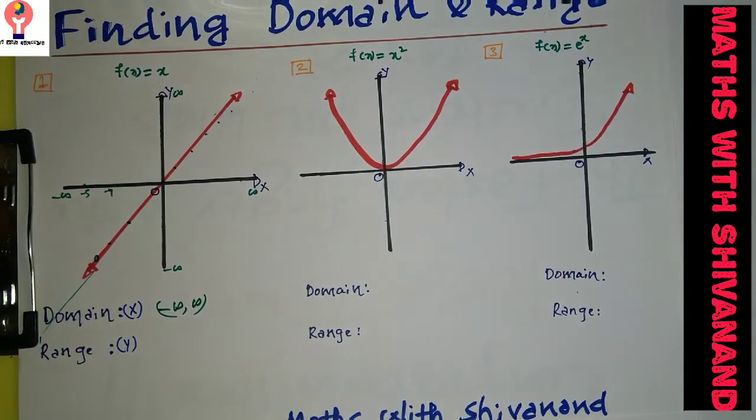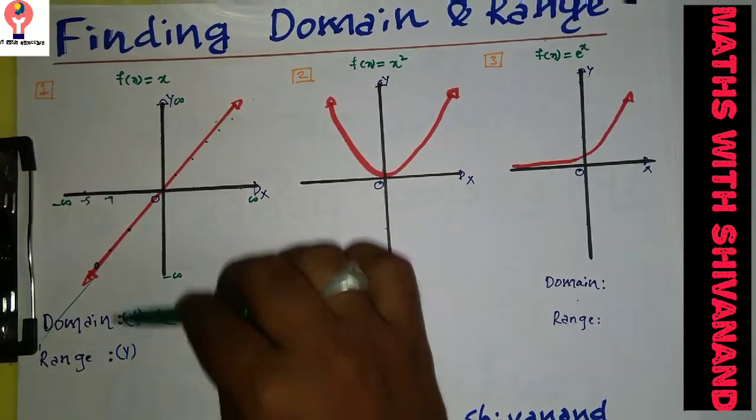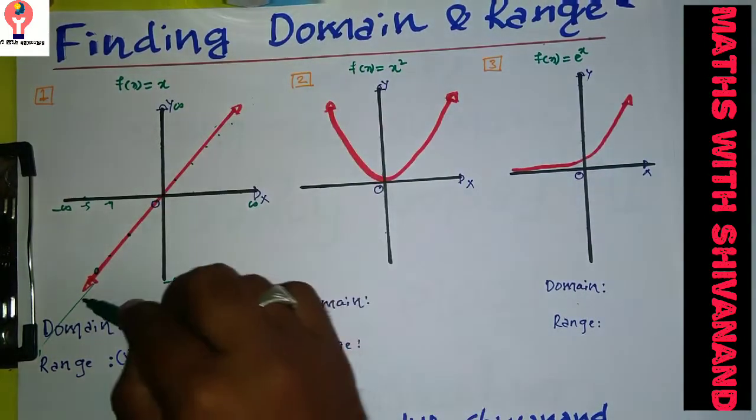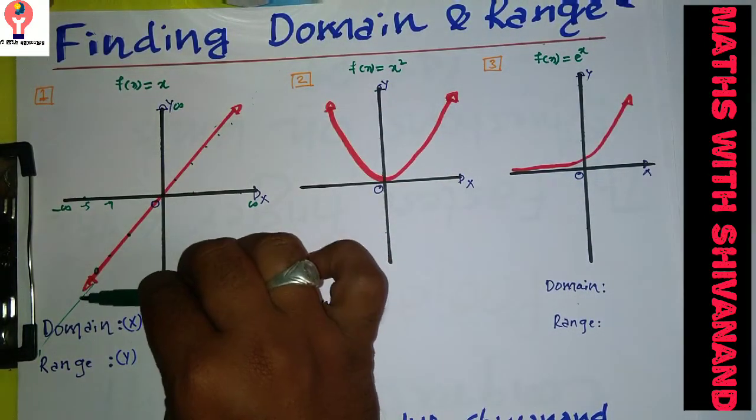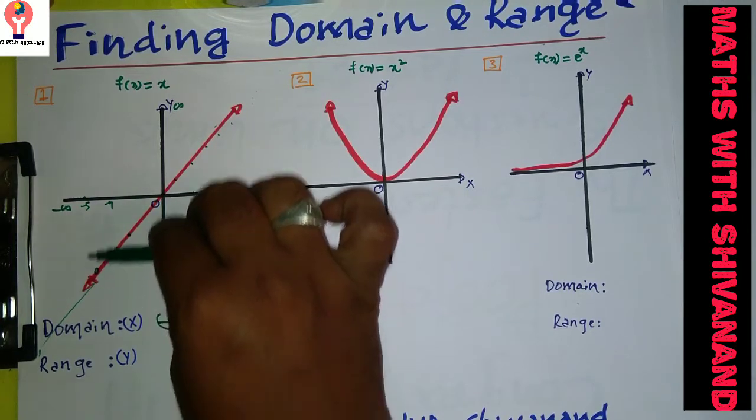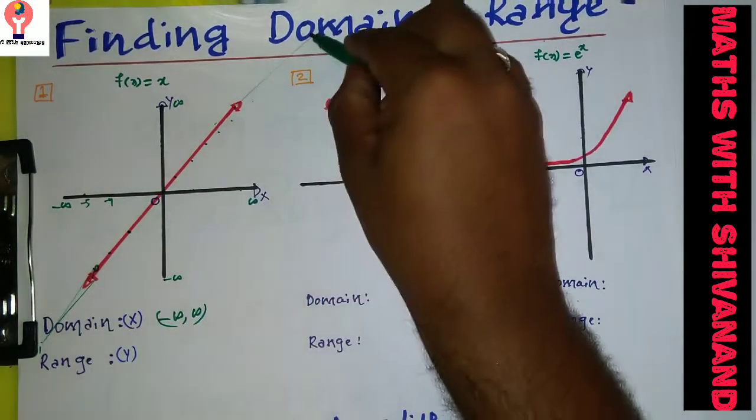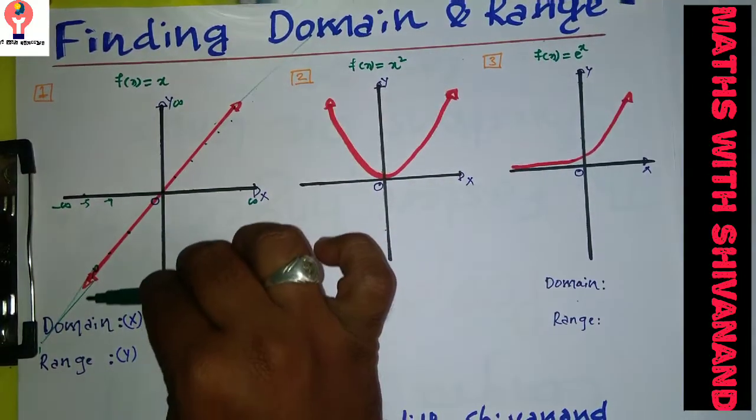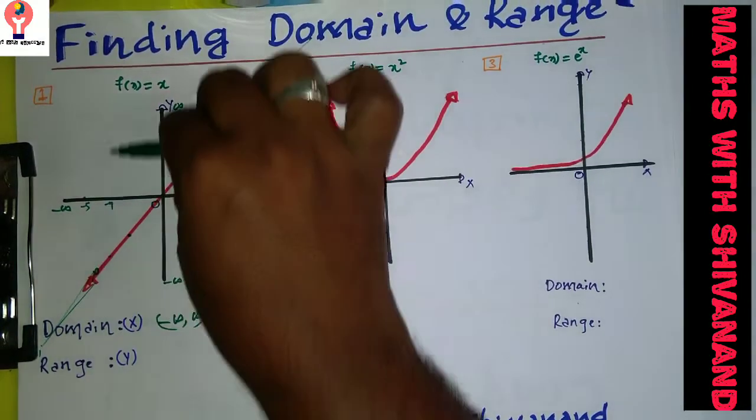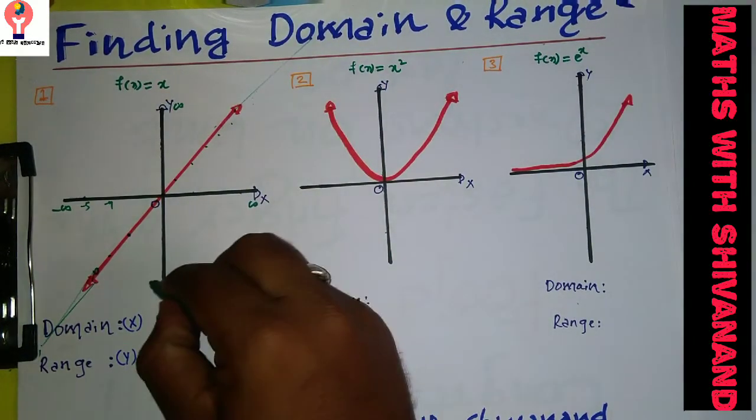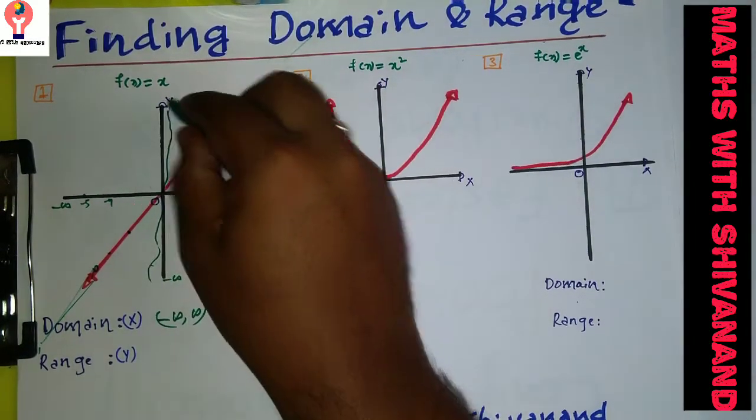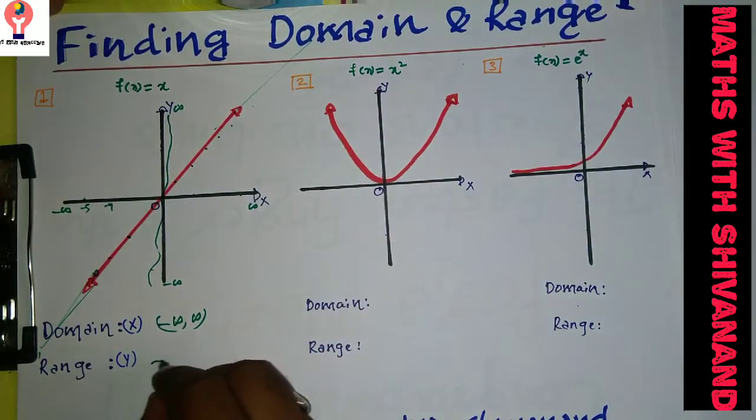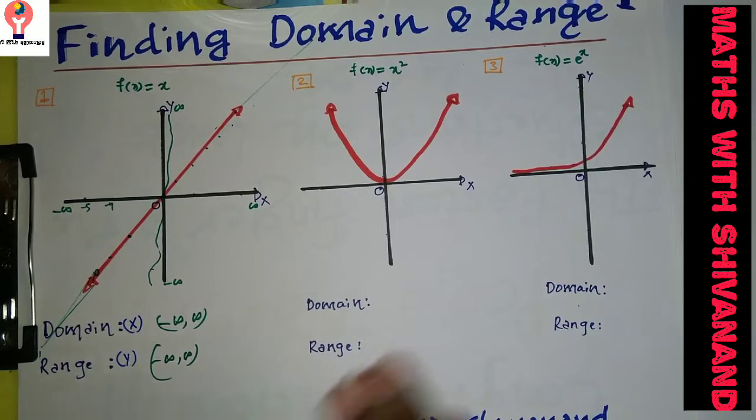Then how to check the range here? Listen here, range is nothing but you check along the y-axis. See along the y-axis how your graph is moving. If I move from minus infinity to plus infinity, your graph is moving upward, downward as well as upward. It is taking all the values right from minus infinity to plus infinity, so nowhere does it cut. So the range is also minus infinity to plus infinity.